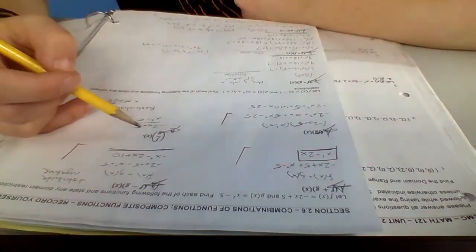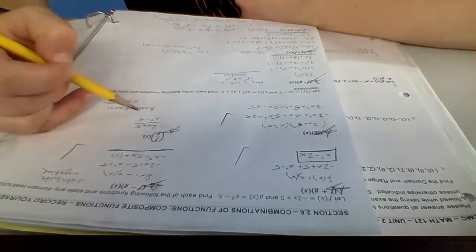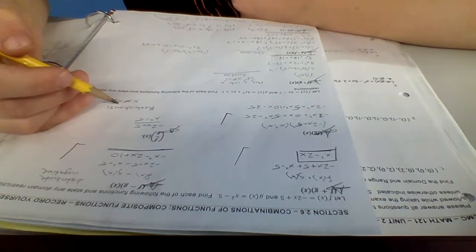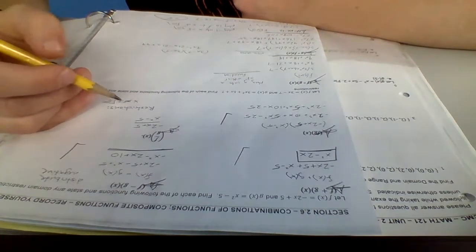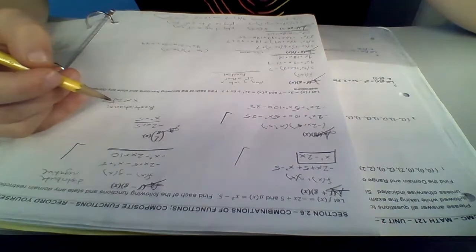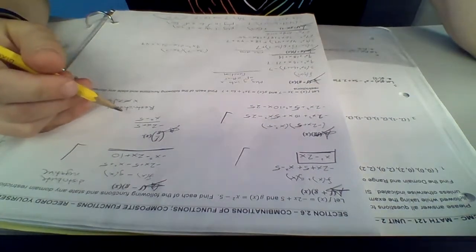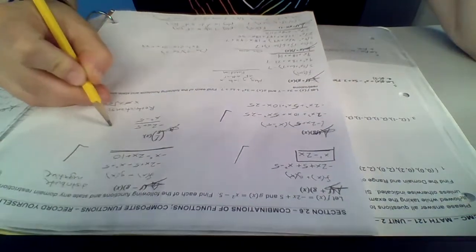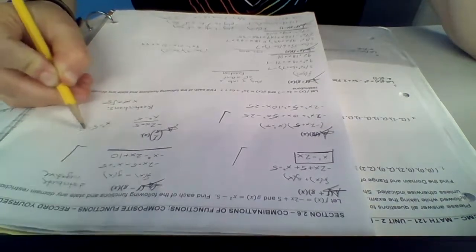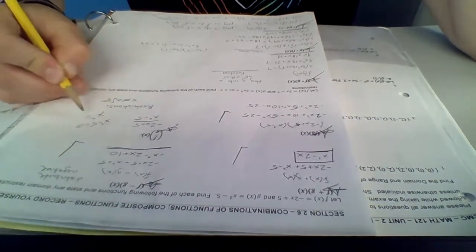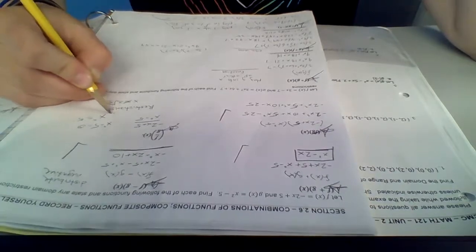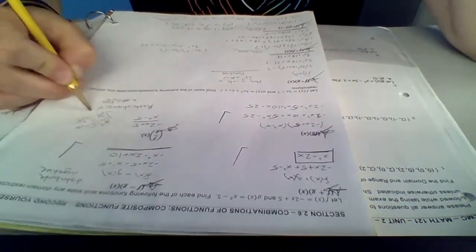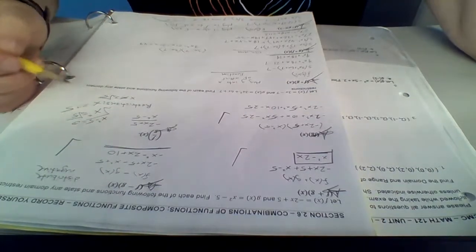Next, we have a division problem. So we're just going to put f of x over g of x, and we get negative 2x plus 5 over x squared minus 5. We can't really do anything with this, so what we're going to do is find our restrictions and basically set the denominator equal to 0. Square root each side, we get x is equal to positive or negative square root of 5, which means in our restrictions, x cannot equal positive or negative square root of 5.